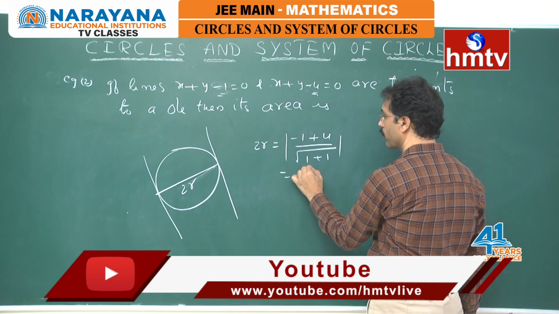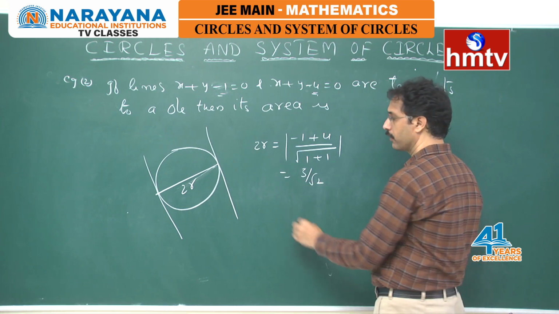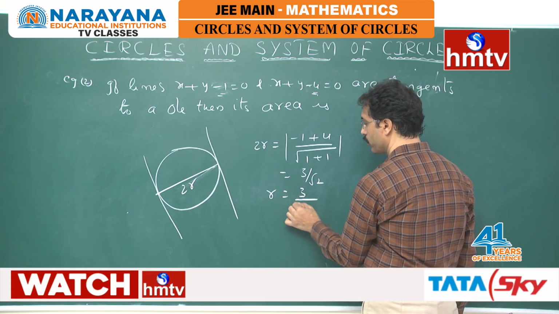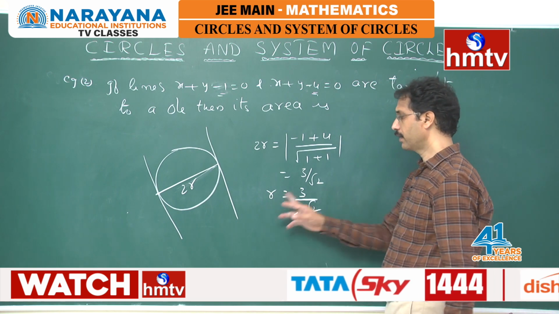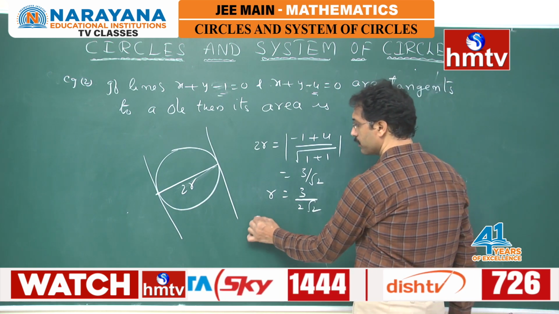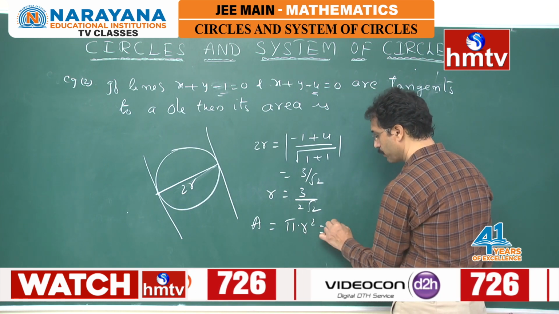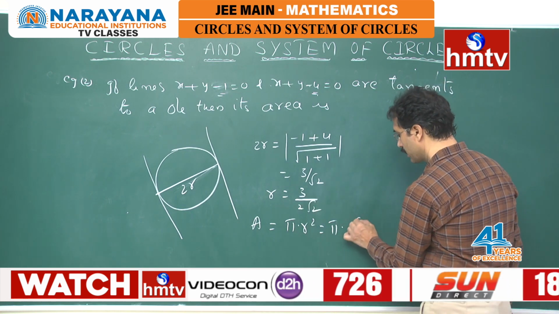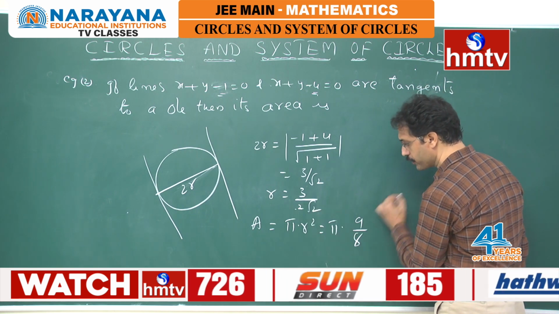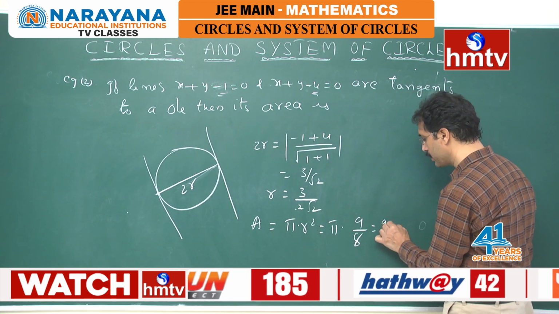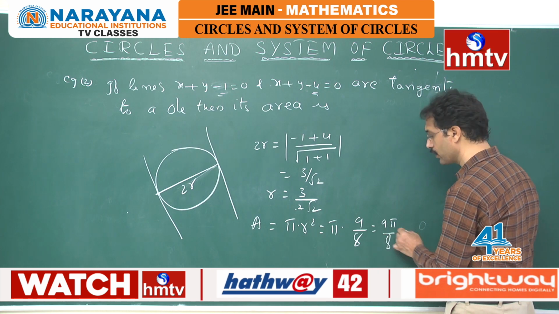So it is 3 upon root 2. This is our 2r. So r can be written as 3 upon 2 root 2. This is the radius of the circle. Then the area of the circle is equal to pi r square. So pi into r square, 9 upon 4 into 2, 8, you will get. So 9 pi by 8 square units. This is the area of the circle.